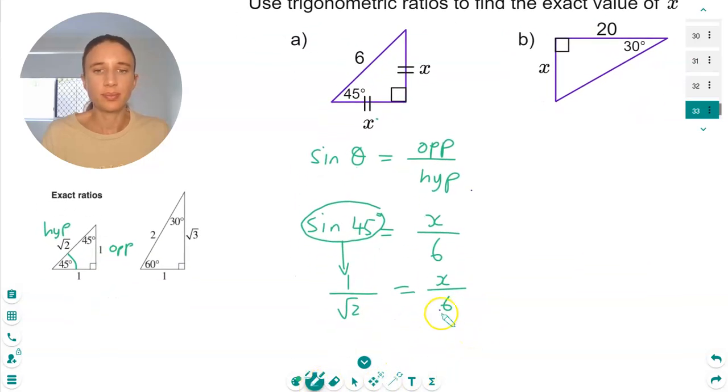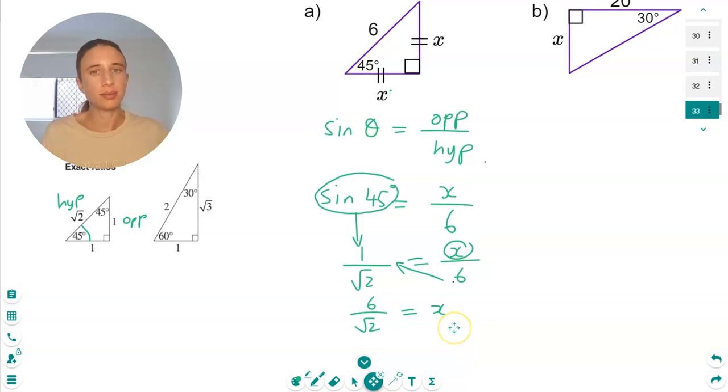Simple as that. Now we could see how we got it rearranged for x. We could bring that 6 up and it would be 6 over root 2 equals x. Are we done? We are not, because we need to rationalize that denominator. So remember, how to rationalize the denominator is you times by root 2 over root 2.